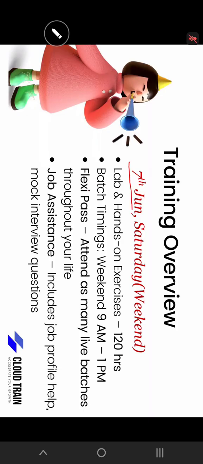We are starting a new batch, a weekend morning batch on 7th of June, this weekend only. So the good thing is you don't need to wait. The bad thing is seats are almost full because we are already at the start of this new batch. So from 7 June, every Saturday and Sunday, it will be a weekend morning batch.